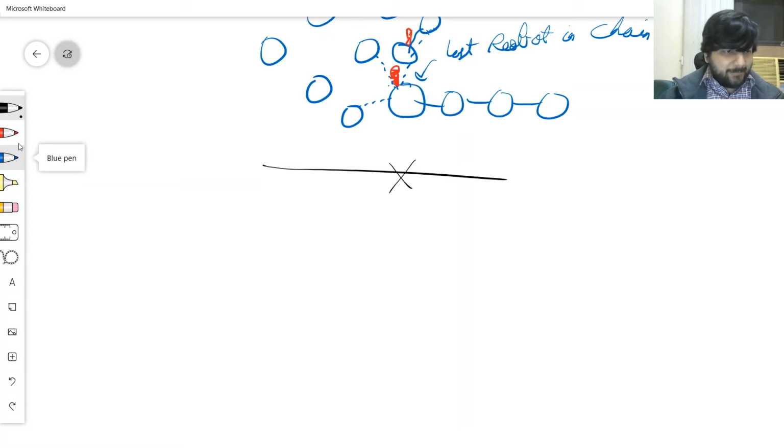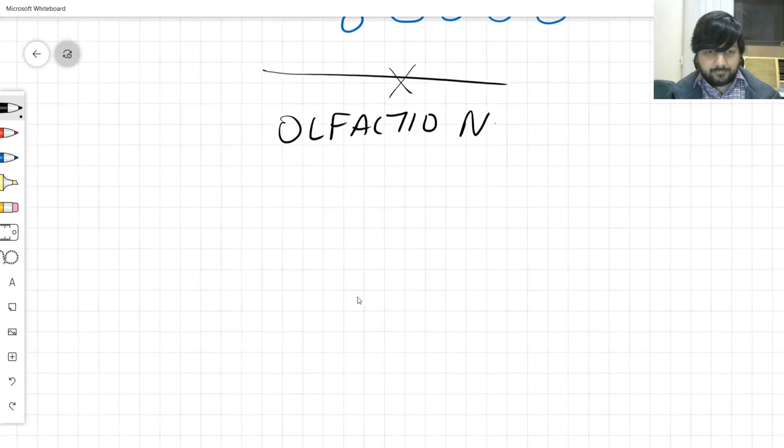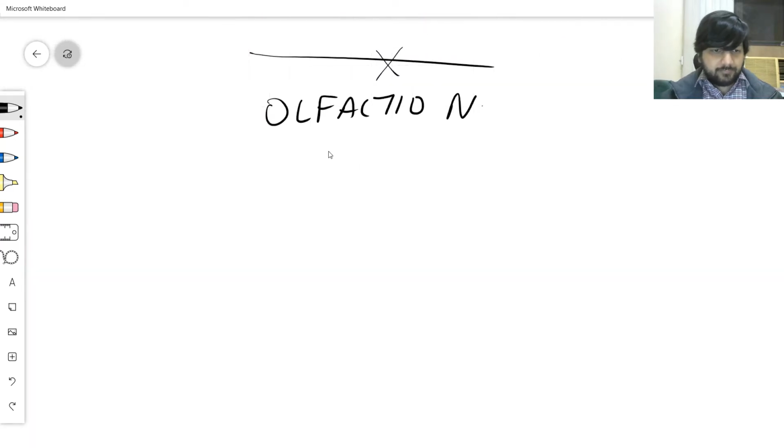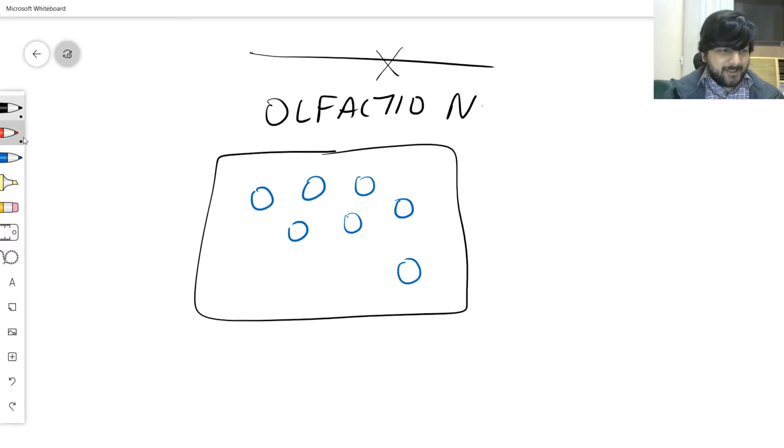Next behavior, let us say, is olfaction. So you've got a swarm of robots. Olfaction is a problem in single and multiple robots as well. We'll only discuss the swarm one. You've got either one odor source or many odor sources.